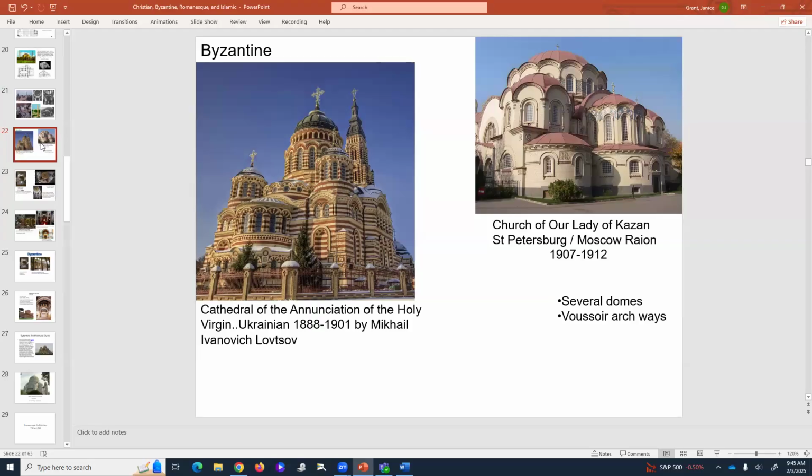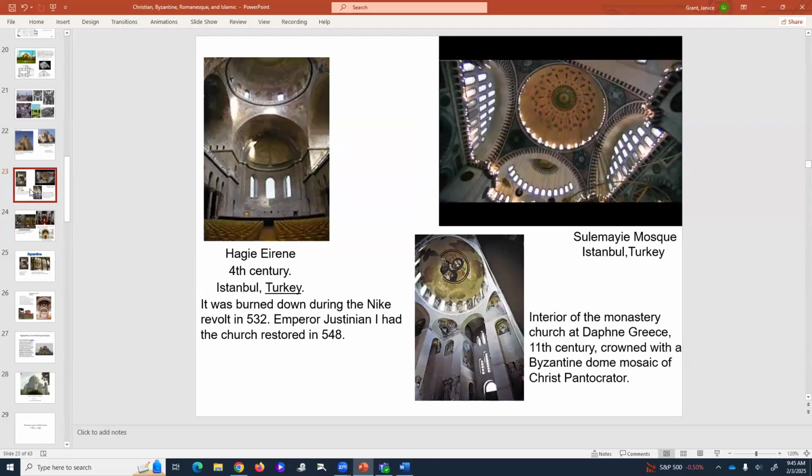And so from the outside, you can see that there are several of these domes that are taking the weight down from one to another. And another good way of bringing in the light, these windows that are around the base of the dome. Other examples. And did you notice that there was a mosaic or some kind of a representation of Christ in the ceiling? We saw that in the other example as well.